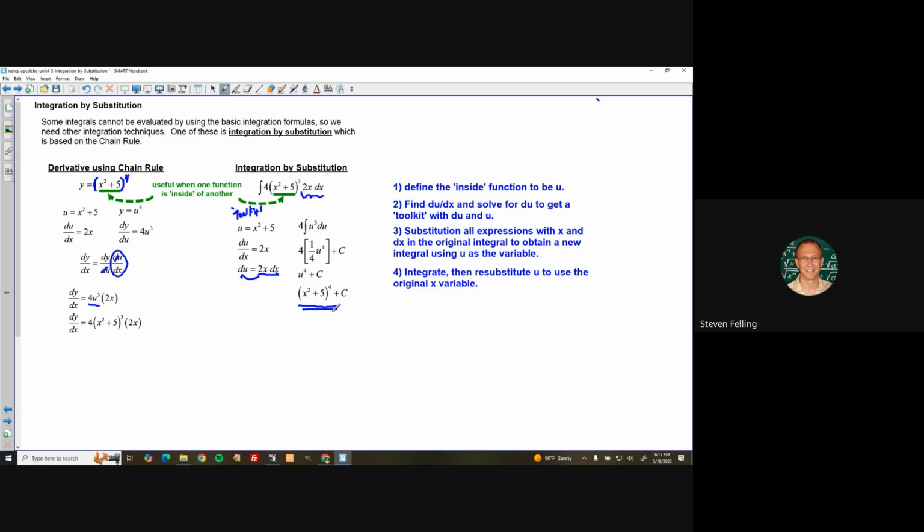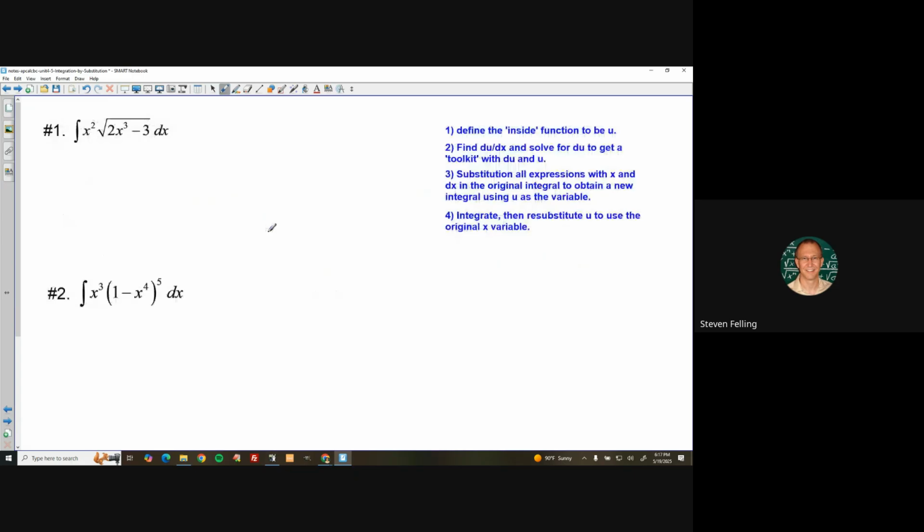And that's how u substitution works. There are 4 steps to it. First, we define the inside function to be a letter u, as typically used. Second, we find the derivative of u and solve that for du, which is going to allow us to group some things with this dx, to substitute out the dx. Third, we substitute from the toolkit into the original integral to obtain a new integral using this new variable u as the variable of integration. And then we integrate using our shortcuts, and finally resubstitute u at the end.